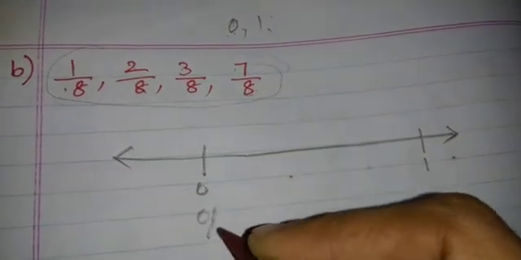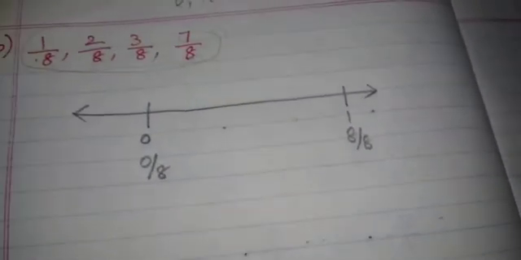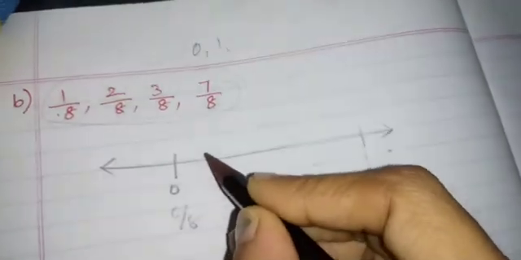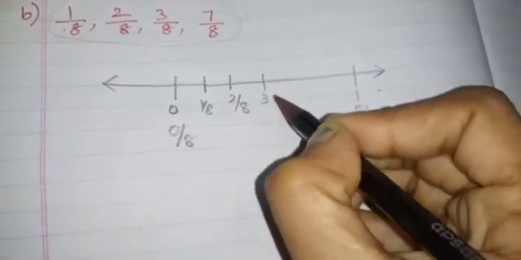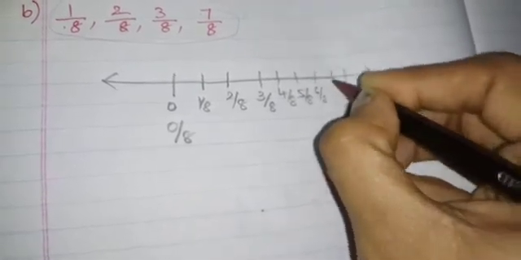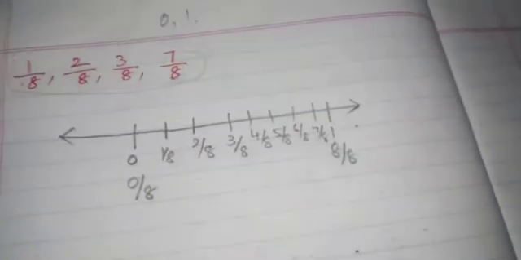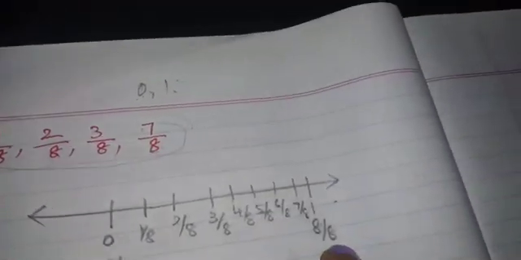How will you write the 0? I will write the 0 as 0 by 8. How will you write 1? 8 by 8. Yes? Because 1 means 8 by 8. 0 means 0 by 8. So what are the values in between? 1 by 8, 2 by 8, 3 by 8, 4 by 8, 5 by 8, 6 by 8, 7 by 8. I have just written it. Listen, 0 by 8, 1 by 8, 2 by 8, 3 by 8, 4 by 8, 5 by 8, 6 by 8, 7 by 8, 8 by 8. Till 8 is there. That's why I am finishing here at 7.